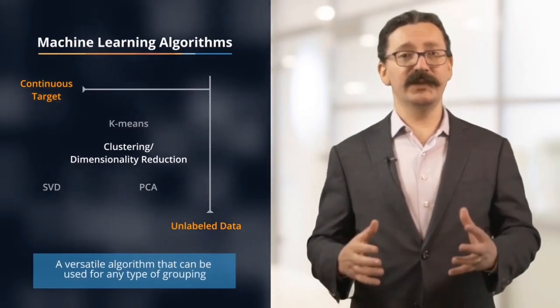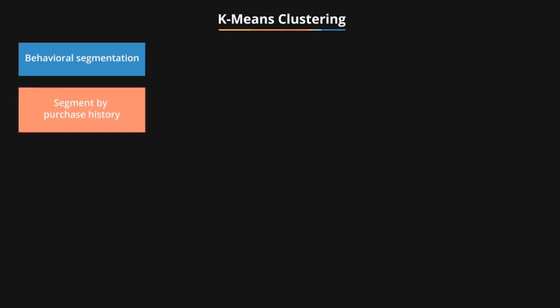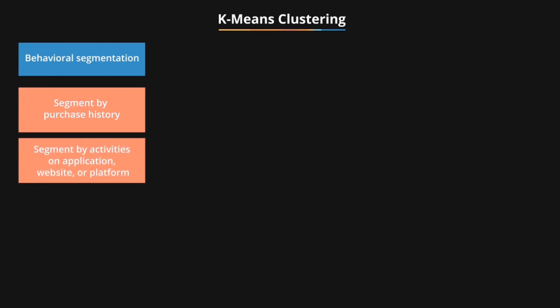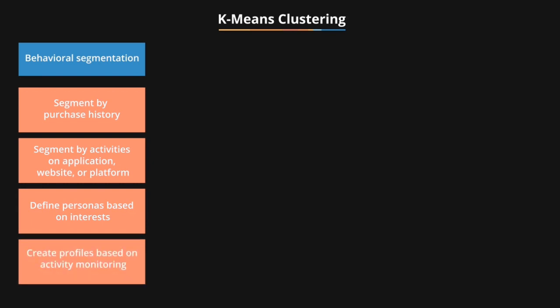K-means clustering is a versatile algorithm that can be used for any type of grouping. Let's look at a few examples of use cases. In behavioral segmentation, there are: segment by purchase history, segment by activities on application, website, or platform, define personas based on interest, and create profiles based on activity monitoring.